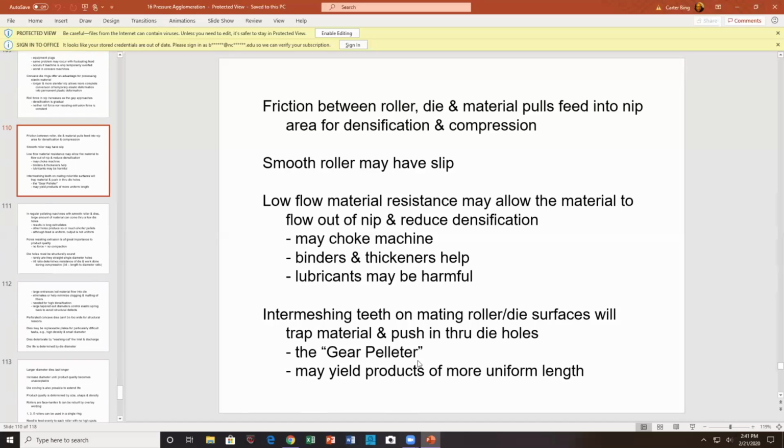Obviously, if I use it as a pelletizer, I've got to make sure the feed leaves the machine. If the feed doesn't leave the machine, then it ain't going to work. It may yield products of uniform length. There you go.